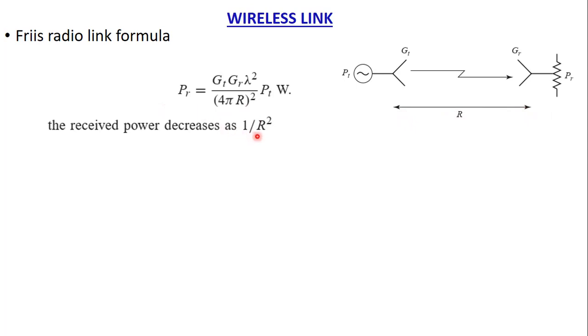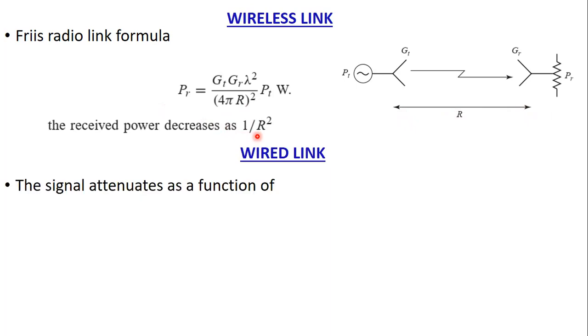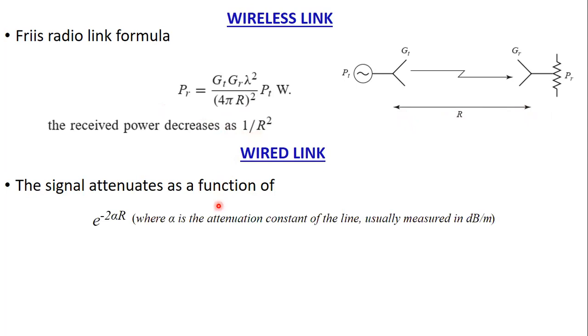So if we go to the wired link and see how the signal attenuates in a wired link, we know that in a wired link the RF signal attenuates as e to the power minus 2 alpha r, where alpha is the attenuation constant of the line, which is usually measured in decibels per meter. And as this attenuation is exponential, when r exceeds a certain value, we will see that this attenuation becomes larger than the attenuation over here.